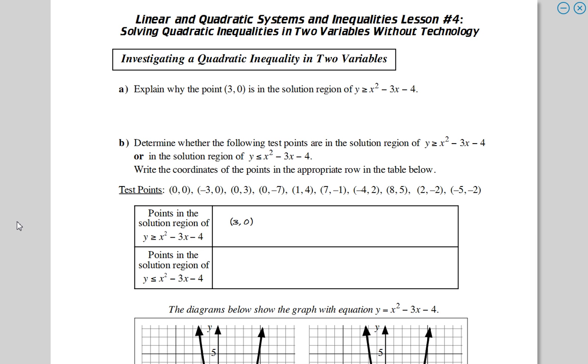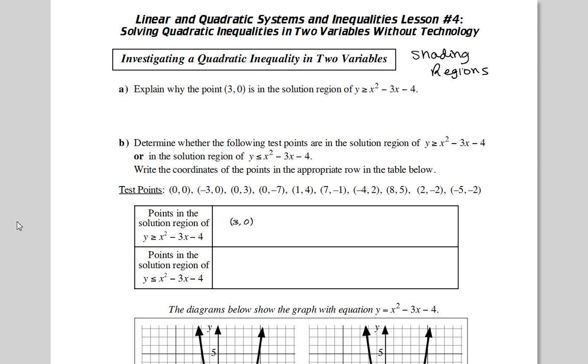So we're going to be solving quadratic inequalities in two variables. In the last lesson we were doing linear inequalities in two variables. Now we're going to do quadratic inequalities in two variables. We're still going to be shading regions, so you can put a little note about that. Let's take a look at this investigation.